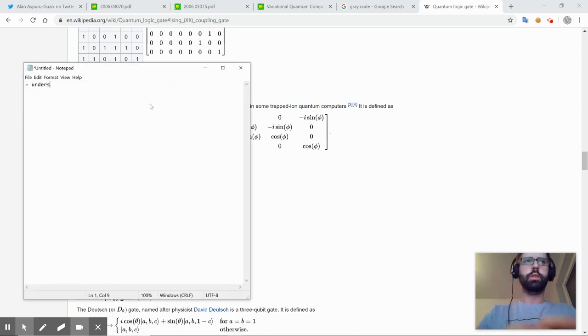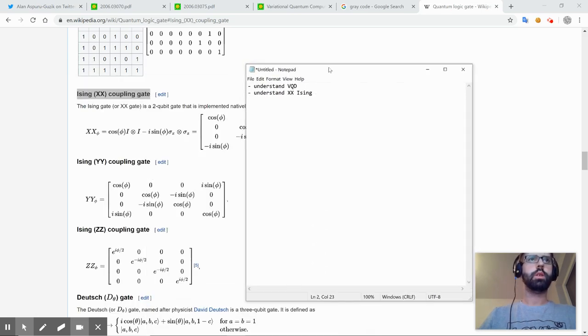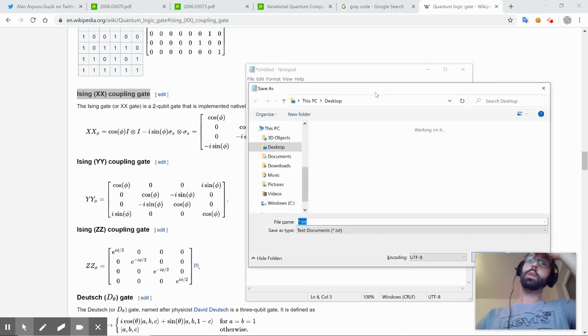So understand VQD, understand the XX Ising, what's it called? Coupling gate. Understand the design of the ansatz. So this would be QCAD.